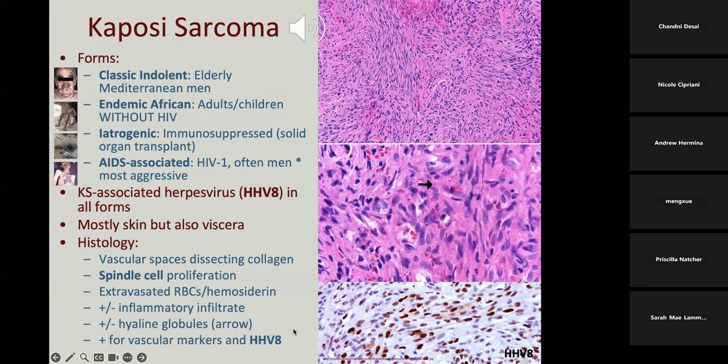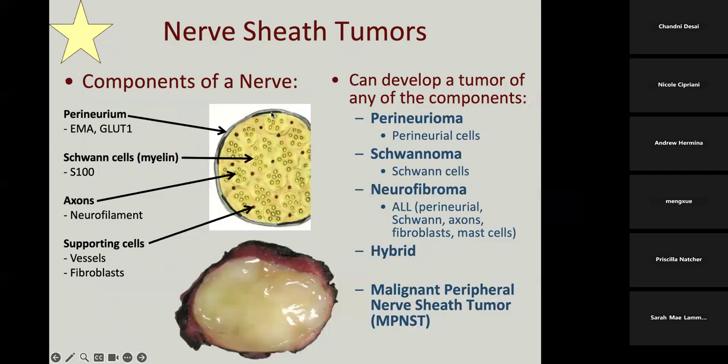Okay. Kaposi. That's how you pronounce it in Hungarian. Thank you, Dr. Kraus. Kaposi. Okay, not Kaposi. All right, nerve sheath tumors.